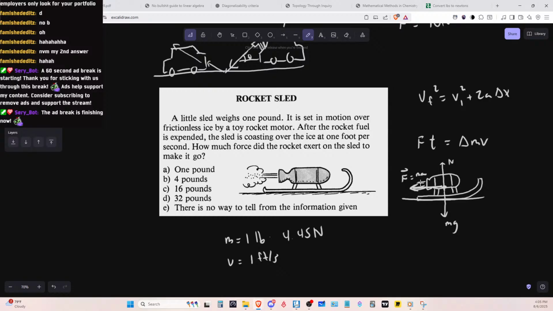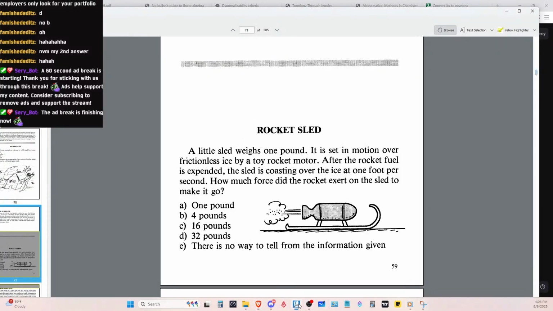Because when I think about it, we also have the normal force and gravity. And I know with gravity, I think it's 32 feet per second. And with pounds, obviously 32 pounds I think is just way too much. It'll probably make the sled go careening very fast. I think C. I'll go with C. Let's see what the book says.